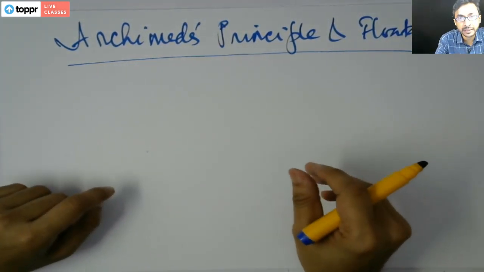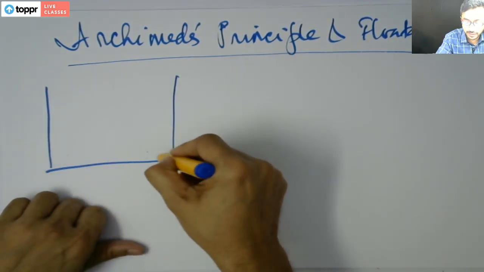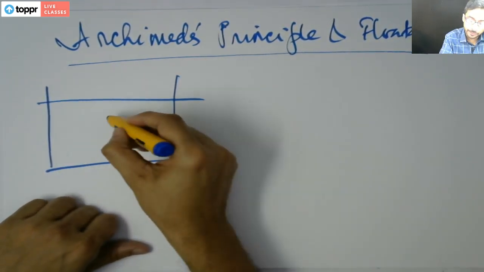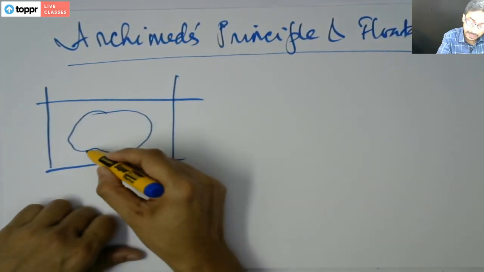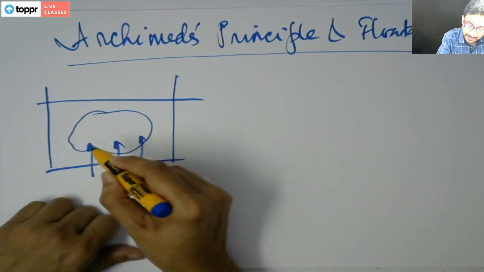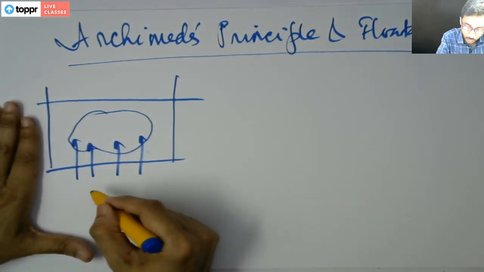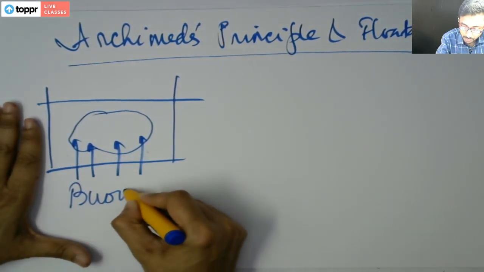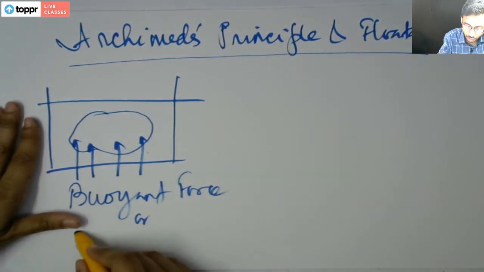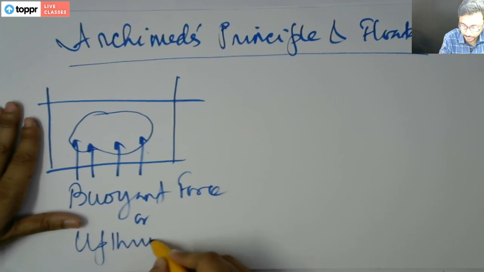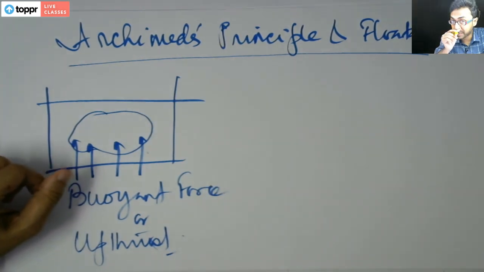Archimedes principle and the flotation. This also you have studied in your previous classes, that when a body is submerged within a liquid, it experiences a force in the upward direction, which is called the buoyant force or upthrust, which is equal to the weight of the liquid displaced.